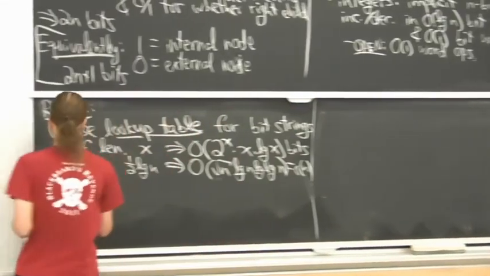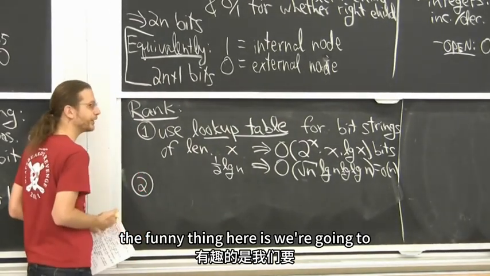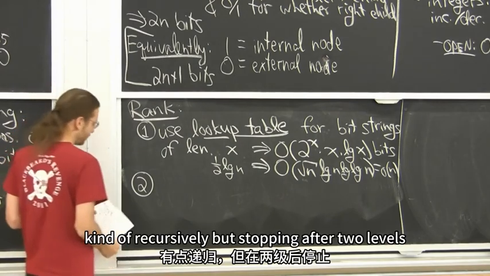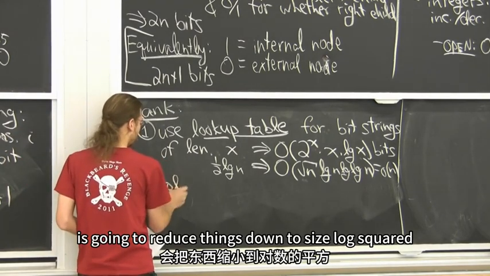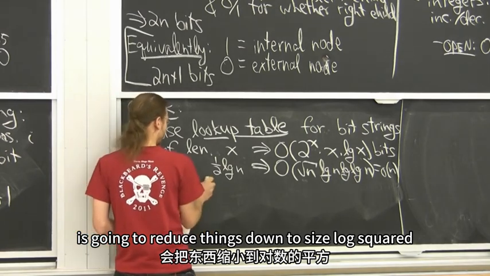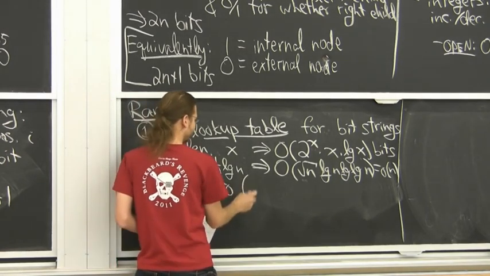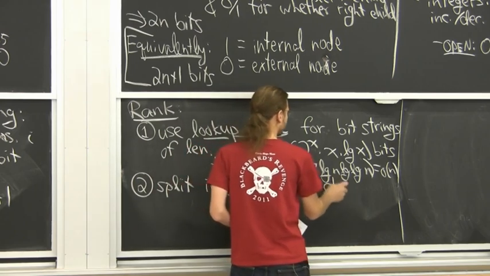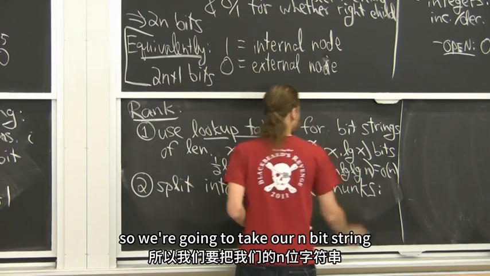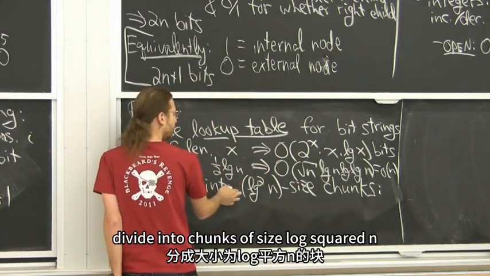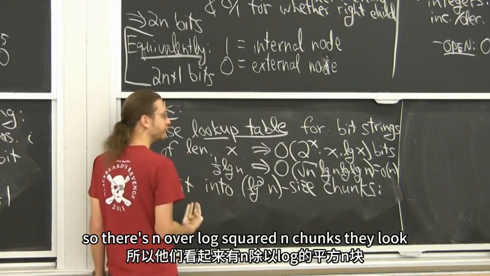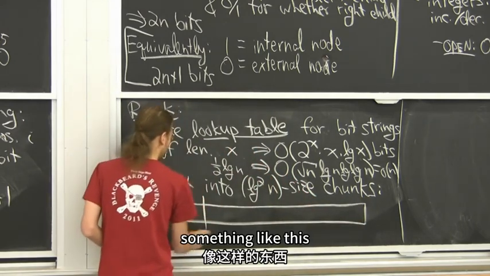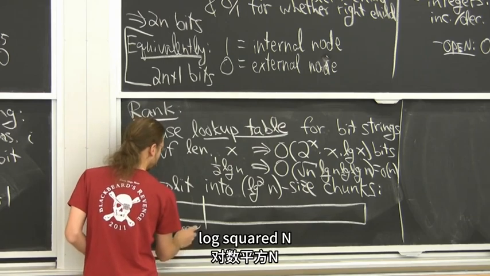So here's our... The funny thing here is we're going to do indirection twice, kind of recursively, but stopping after 2 levels. The first level of indirection is going to reduce things down to size log squared. So we're going to take our n-bit string, divide into chunks of size log squared n. So there's n over log squared n chunks. They look something like this. Log squared n.